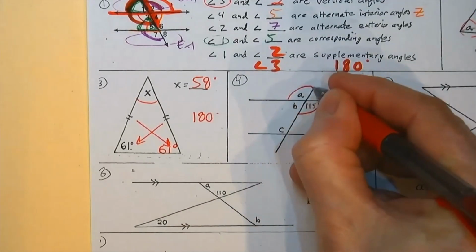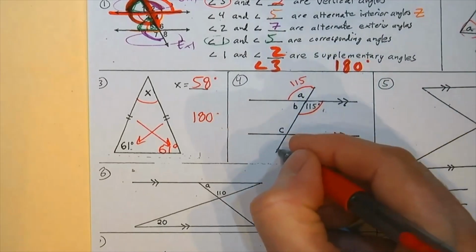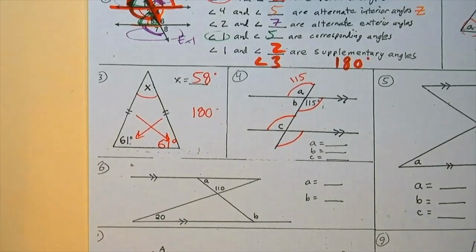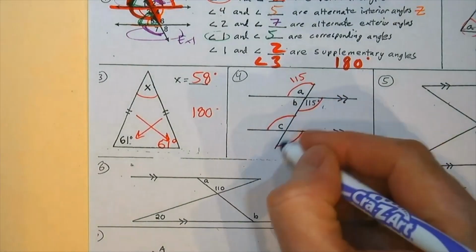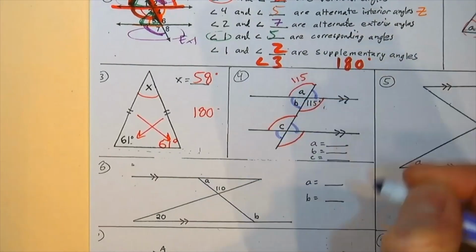115. Okay. That means this is 115 and this is 115. All these ones in red are 115. Notice they're the big angles. They're obtuse. Well, here's the little guys. What are they?